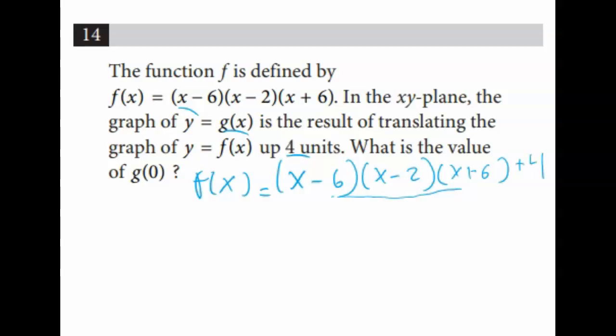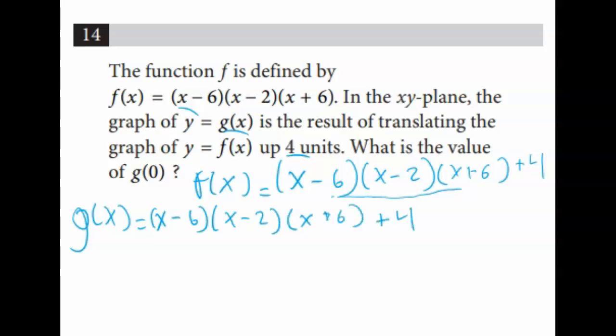Easy enough. So now we know that g of x is actually f of x's equation, so x minus 6 times x minus 2 times x plus 6, all just adding 4. Because all you're doing is messing with the y value and moving it up 4 units, so it's a positive 4. So in this equation, what happens when x equals 0? Because we're trying to find g of 0.